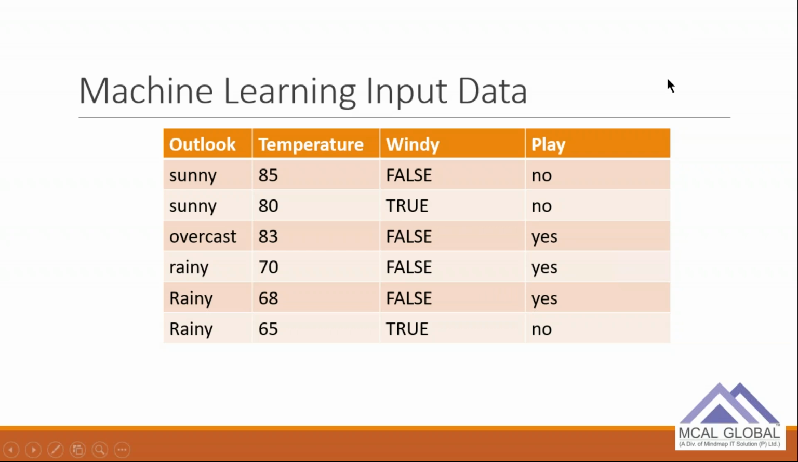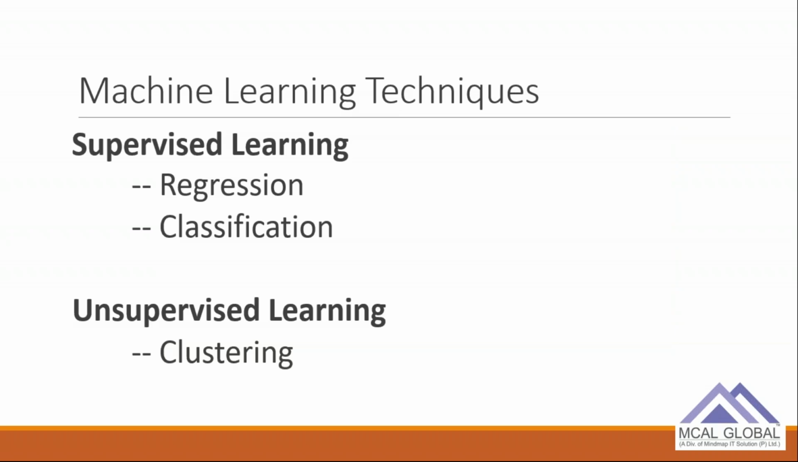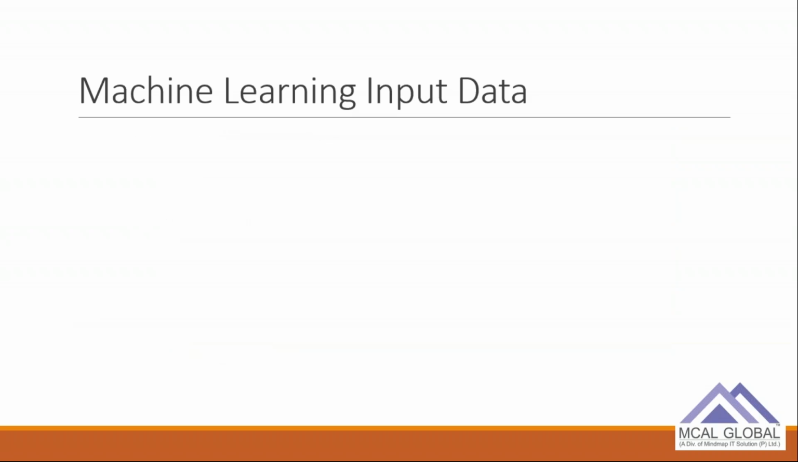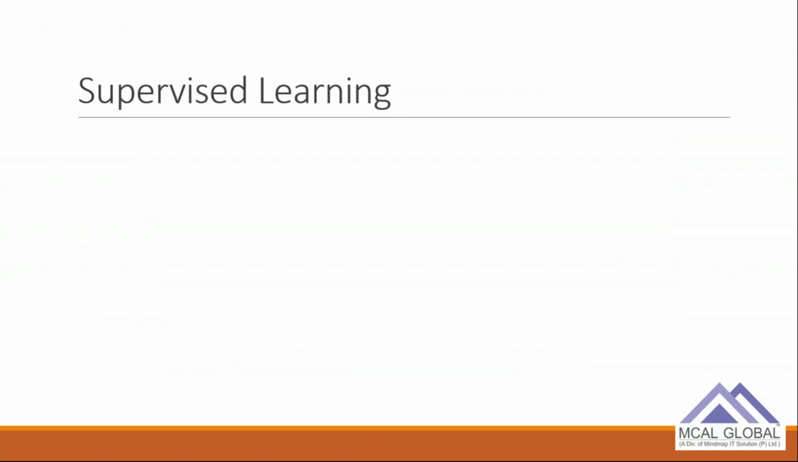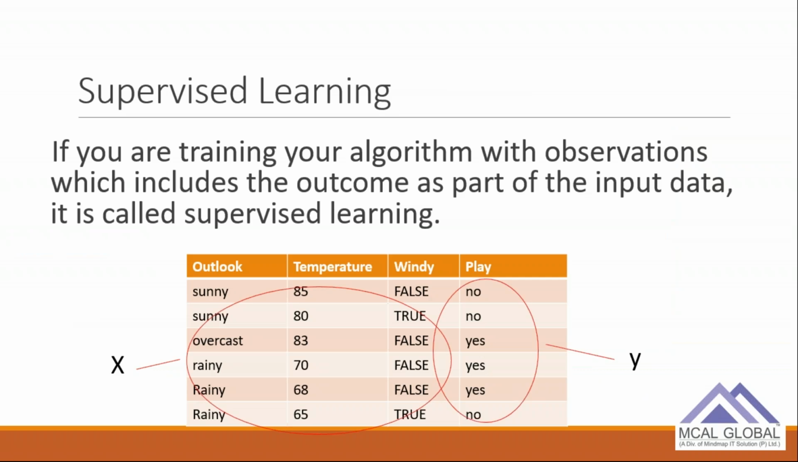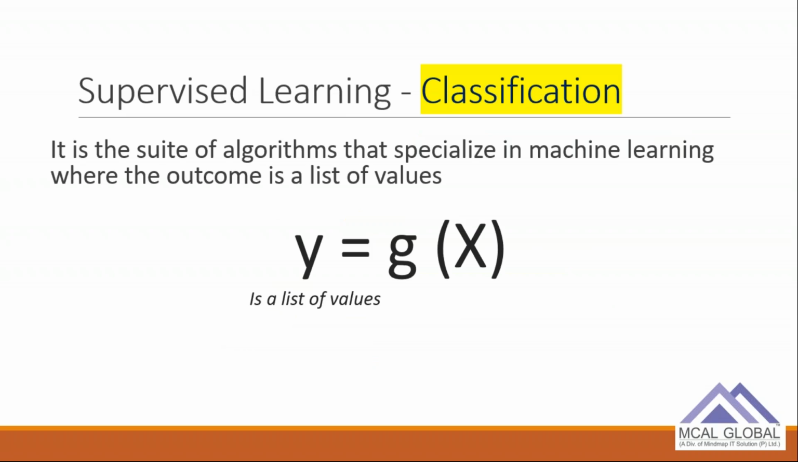So we have understood that play is a binary outcome, whether we can play, yes or no. Now just go back to your previous slide. What is a regression? Same thing. Let's go back to this example.